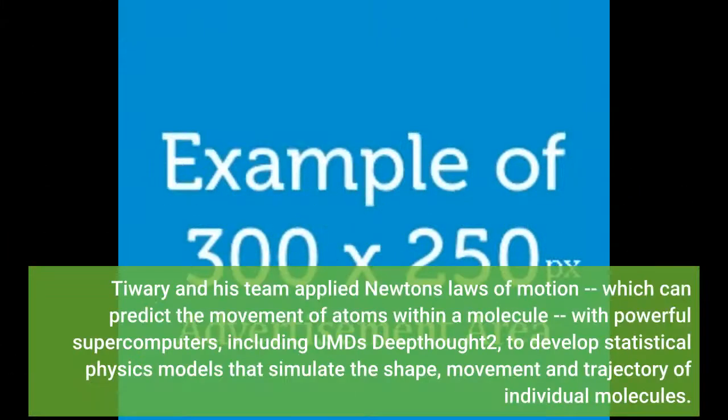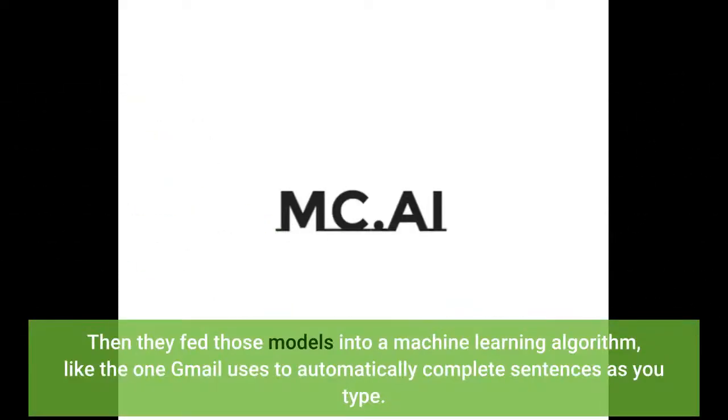Tiwary and his team applied Newton's laws of motion, which can predict the movement of atoms within a molecule, with powerful supercomputers, including UMD's DeepThought 2, to develop statistical physics models that simulate the shape, movement and trajectory of individual molecules. Then they fed those models into a machine learning algorithm, like the one Gmail uses to automatically complete sentences as you type.